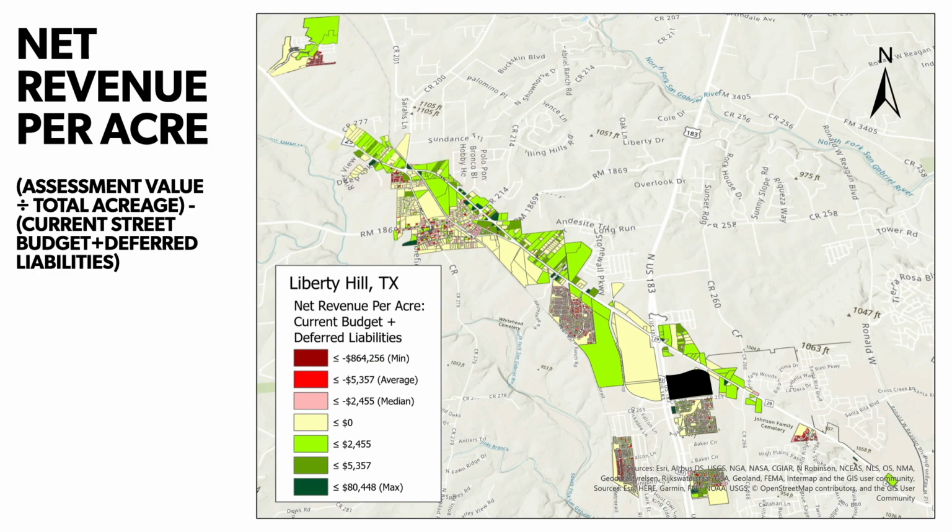The third and final level of analysis takes the previous net revenue per acre and also subtracts the deferred maintenance liabilities that have built up in Liberty Hill. This is the most honest representation of the value of Liberty Hill's development patterns. Here we see that due to street design and neighborhood layout, even some of the areas that were green in lower levels of analysis struggle when these deferred maintenance costs are included. This means that in areas where Liberty Hill still has empty land for development, a higher level of productivity from these places is important. A renewed focus on the way existing parts of town redevelop is also key to the long-term fiscal health of the community.